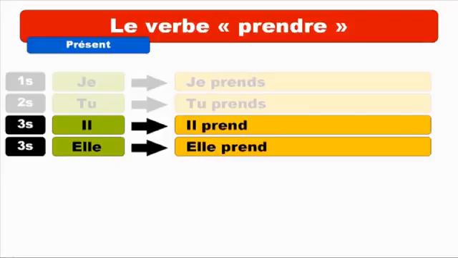You can notice that je, tu, il, and elle are just pronounced the same way. Je prends, tu prends, il prend, elle prend. But remember to put the final S for je and tu.